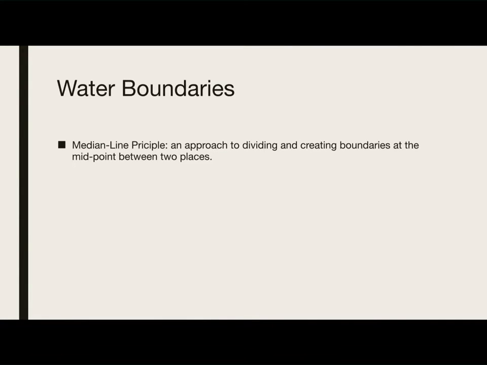Okay, now dealing with water boundaries. So you saw the four other terms there. Now we have something called the median line principle. Basically, it's an approach to dividing and creating boundaries at the midpoint between two places. Let me demonstrate. If you take the state of Washington, and then up here you've got Vancouver Island, and you've got Canada up here.